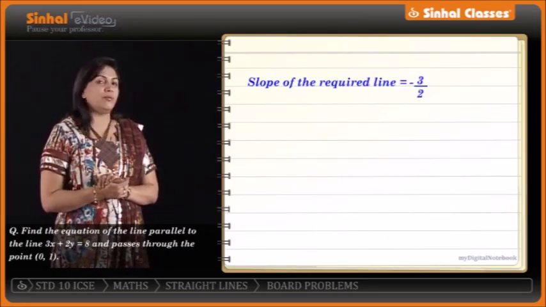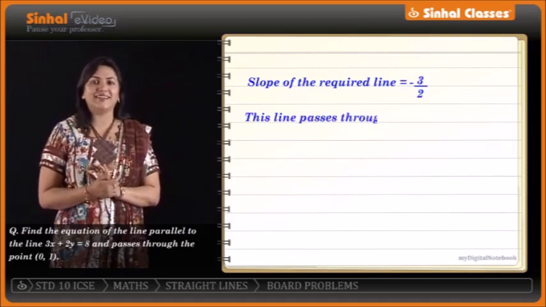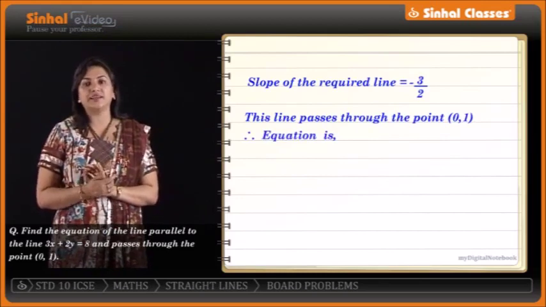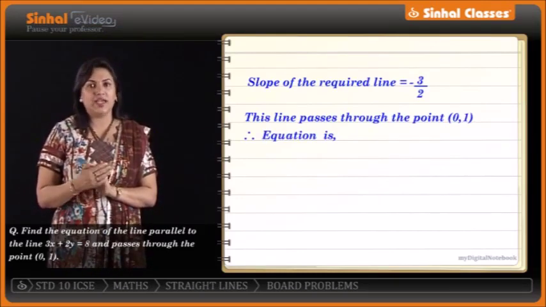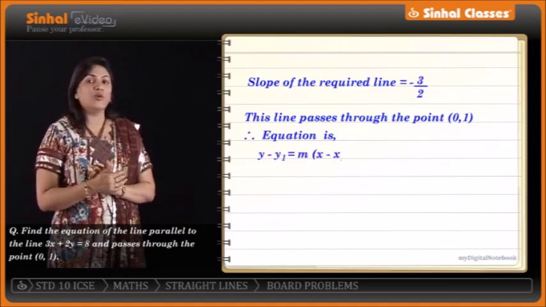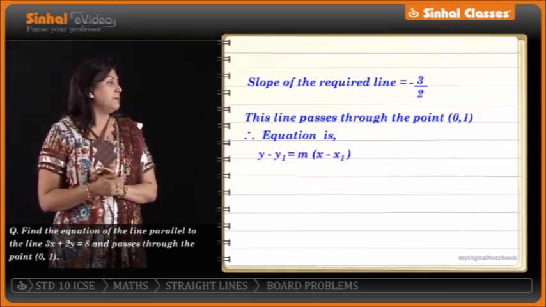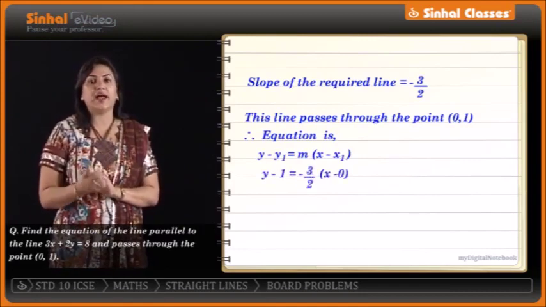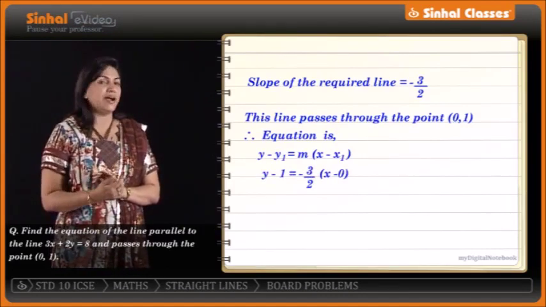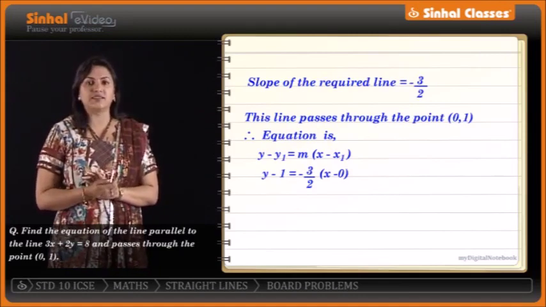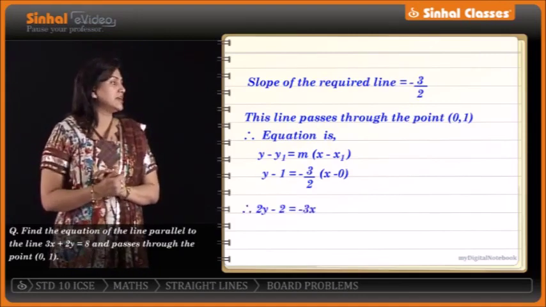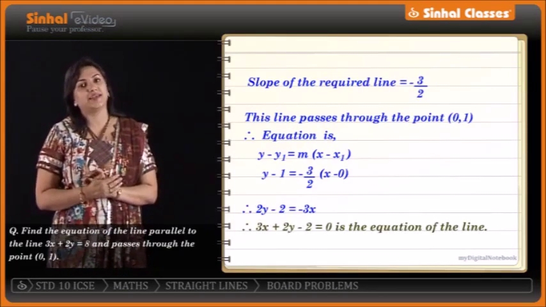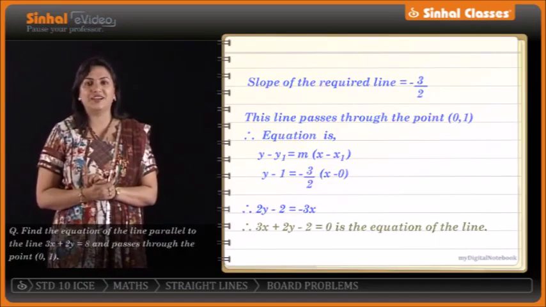and this line passes through the point (0, 1). So we can get the equation of this line using point slope form as y minus y1 is equal to m into (x minus x1), that is y minus 1 equals minus 3 by 2 into (x minus 0). Cross multiply and open the brackets, 2y minus 2 is equal to minus 3x. So 3x plus 2y minus 2 is equal to 0 is the required equation of the line.